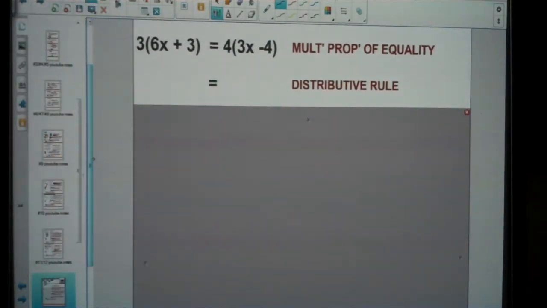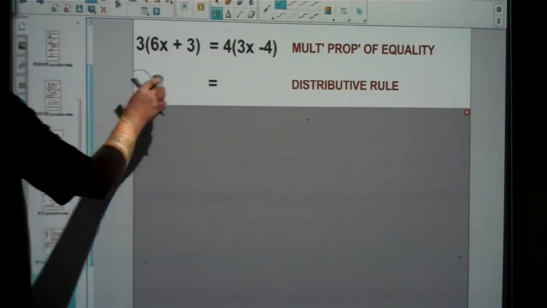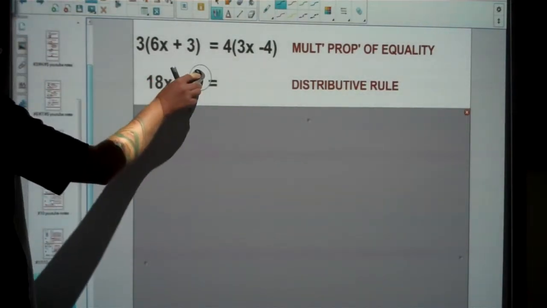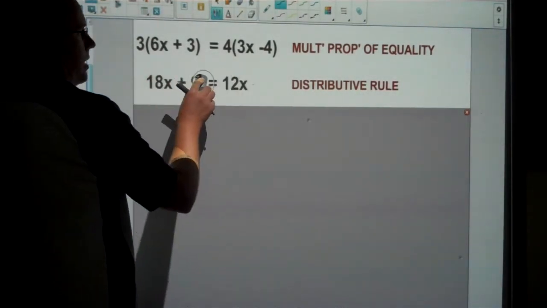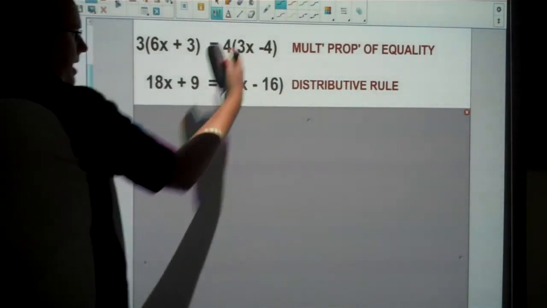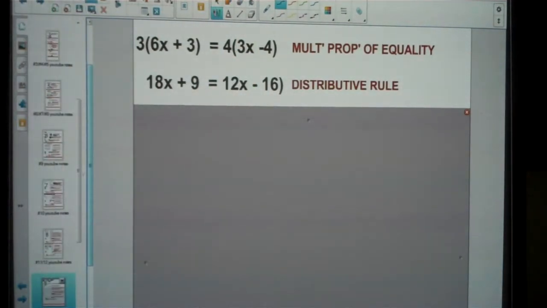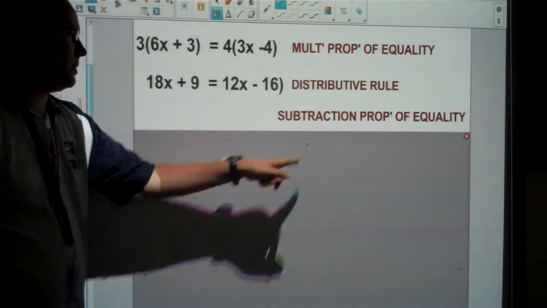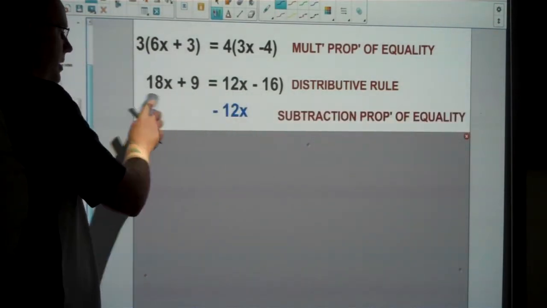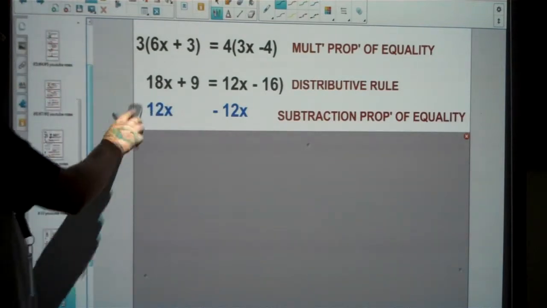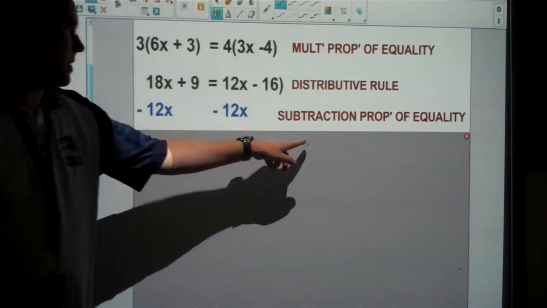We're just going to go ahead and distribute this. So 3 times 6x, 3 times 3, 4 times 3x, 4 times 4 is 16, but it says negative, so we'll make it negative 16. Bring all my x's to one side, so take away 12x from both sides, because I want to bring them to the left-hand side. Do the same on both sides, so it's that property of equality again.